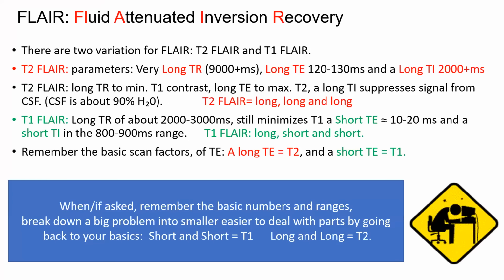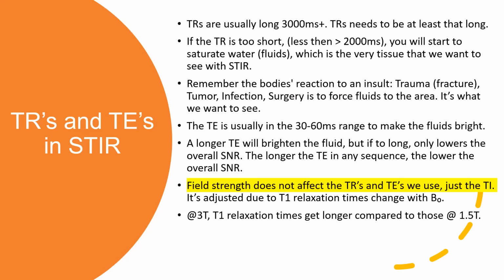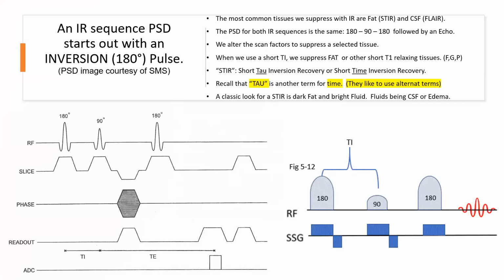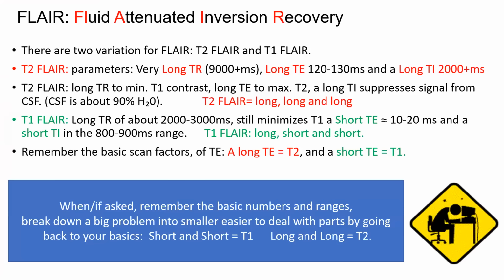Okay, so that's STIR, short time inversion recovery. Usually the TI for STIR is about 150 milliseconds at 1.5, and it's about 190 to 200 at 3 Tesla. Are they going to ask you that? Probably not, but I'm going to give you some math so we can figure it out if you want, because the TIs are going to change from field strength to field strength.